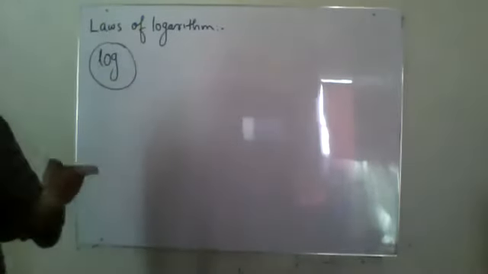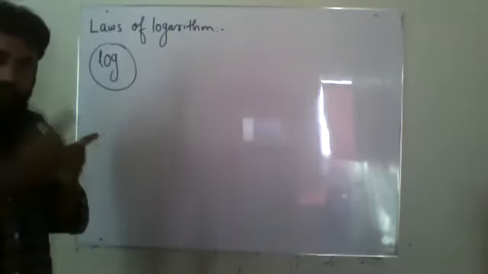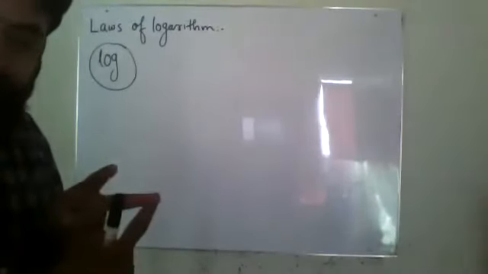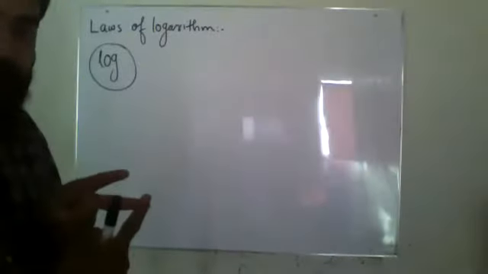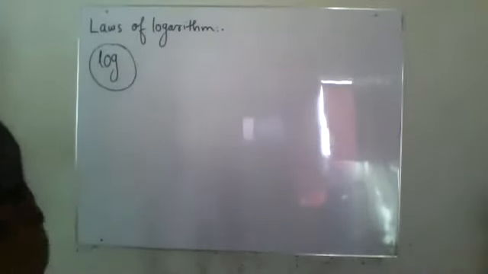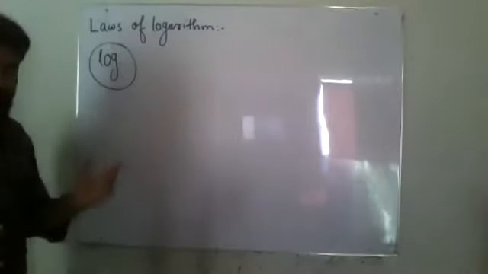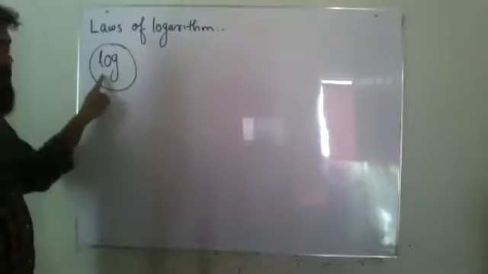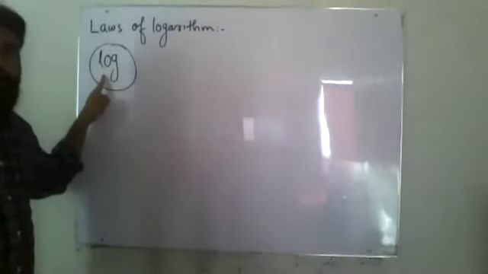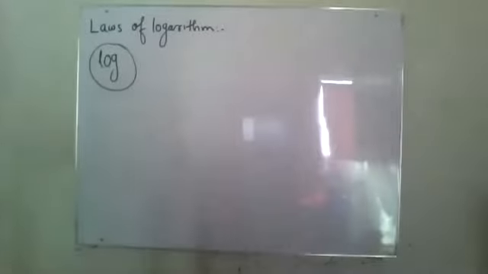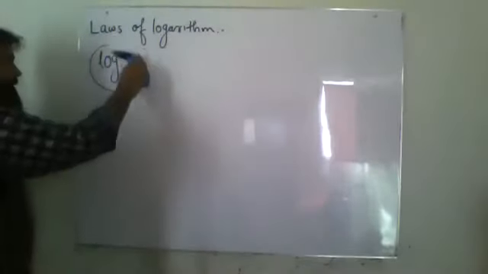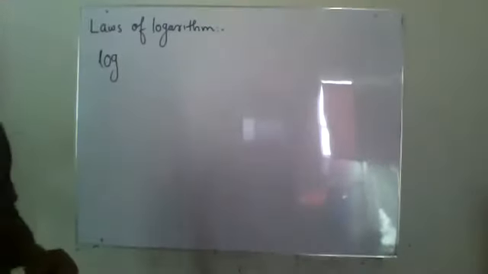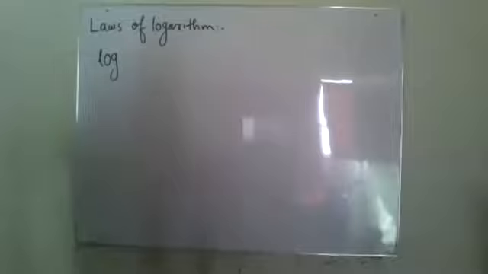If I'm going to use base 10, I will be writing lg. If I'm using exponential base, I will be writing ln. But if I'm going to use any other base, other than 10 and other than exponential, then I will be writing log. Okay, and log will be standing for any base other than base exponential and other than base 10, right?